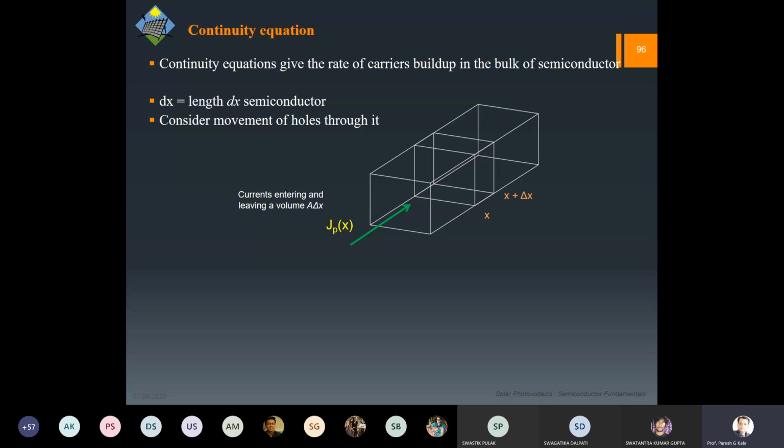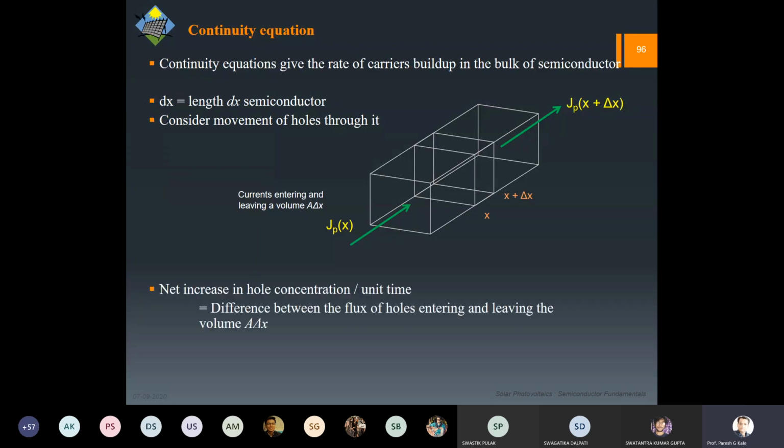So the total volume of the box we are talking about is A delta x, and when the current leaves we are going to find it at x plus delta x. If there is an accumulation in that particular region, then obviously there will be an increase in the hole concentration per unit time, and that is the difference we have to give. In a sense, how many holes are accumulated over there.